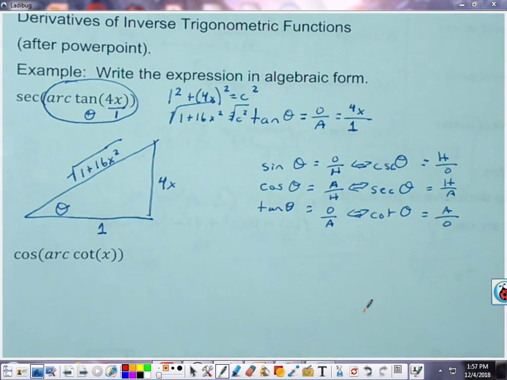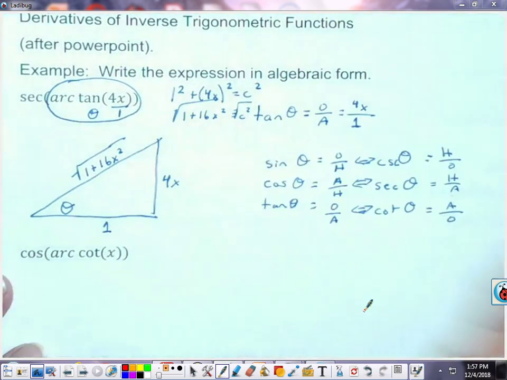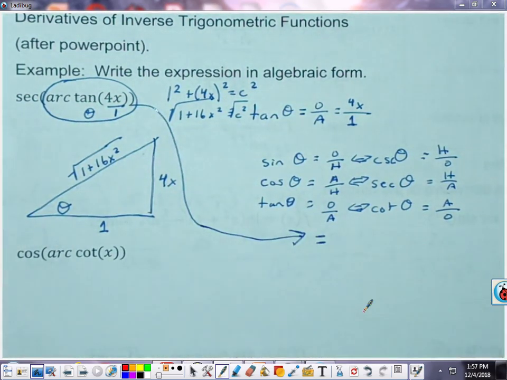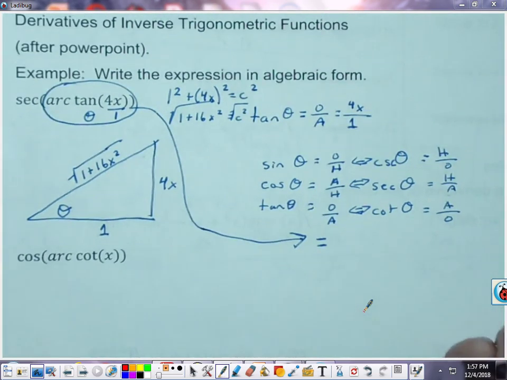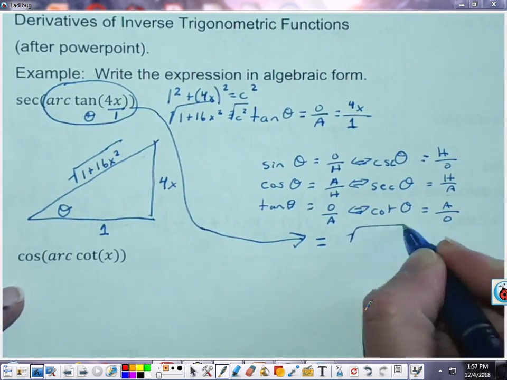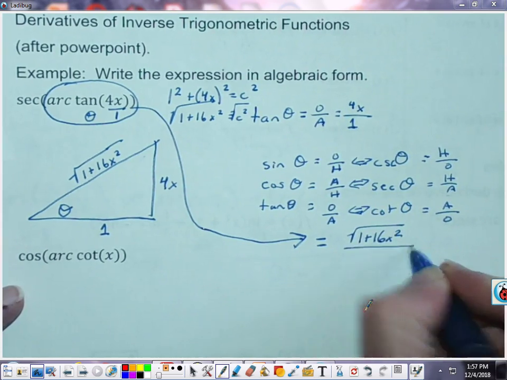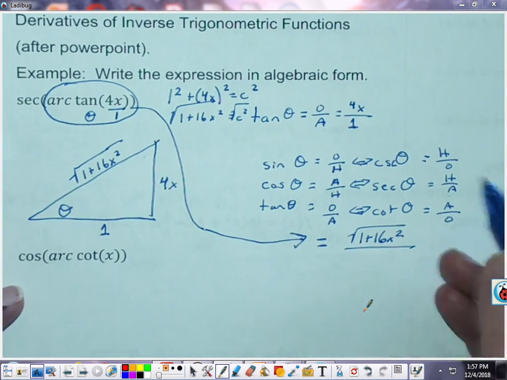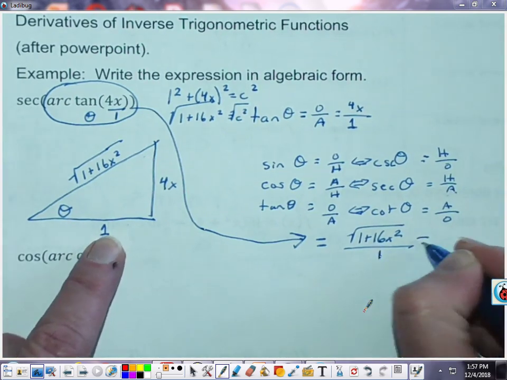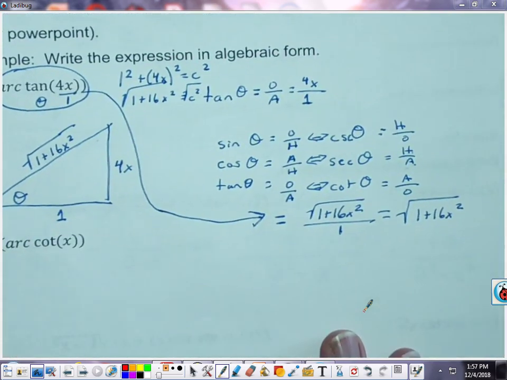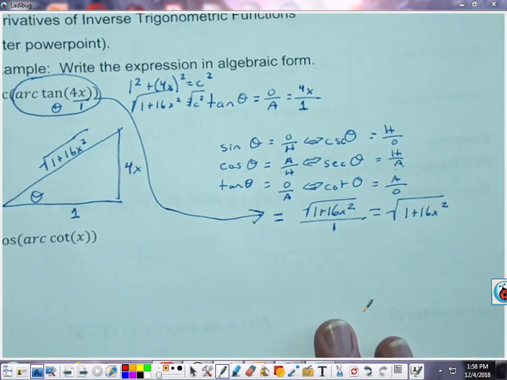All right, so now we can do the secant. The secant is hypotenuse over adjacent. The answer to the problem is the square root of 1 plus 16x squared over 4x. There's only one other choice: hypotenuse over adjacent, so over 1. So it's just this. That is the secant of the angle whose tangent is 4x.